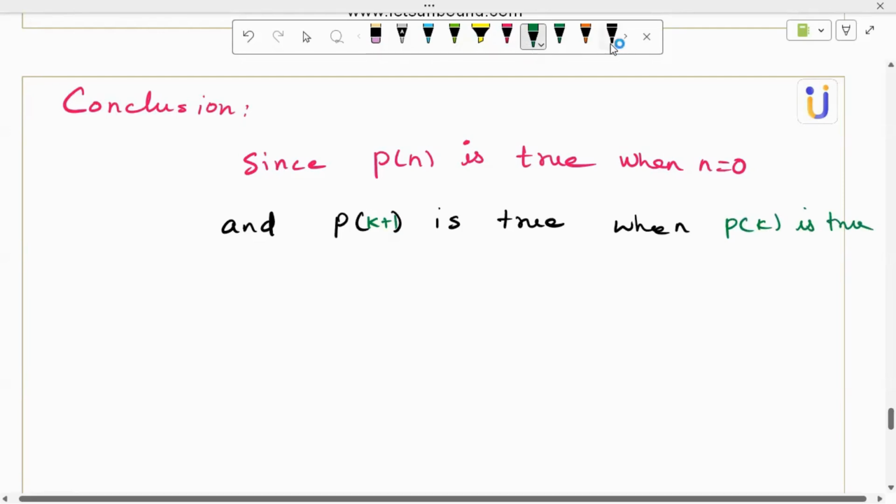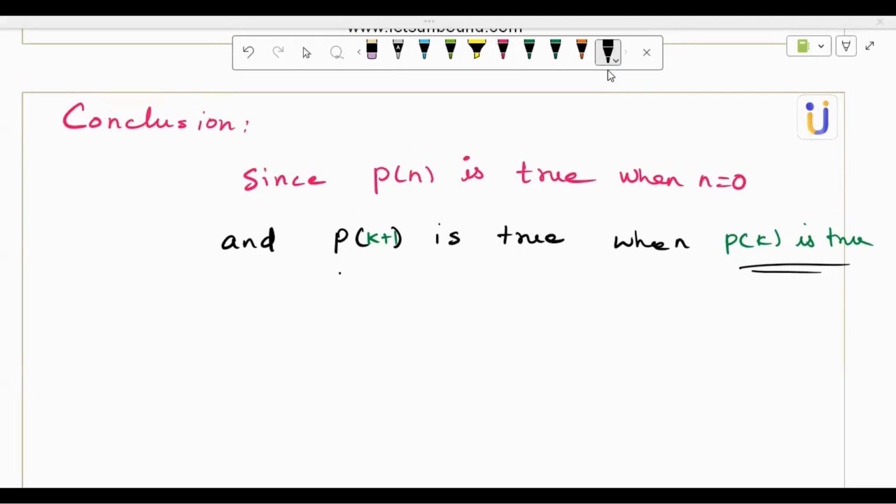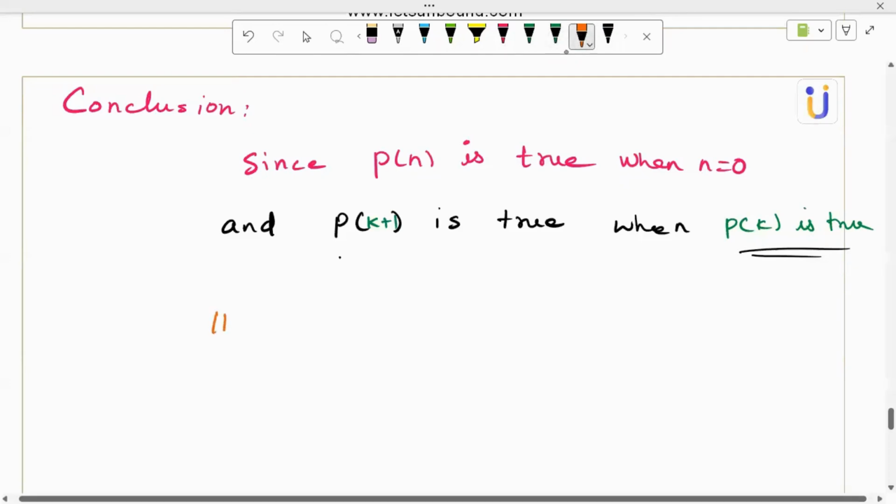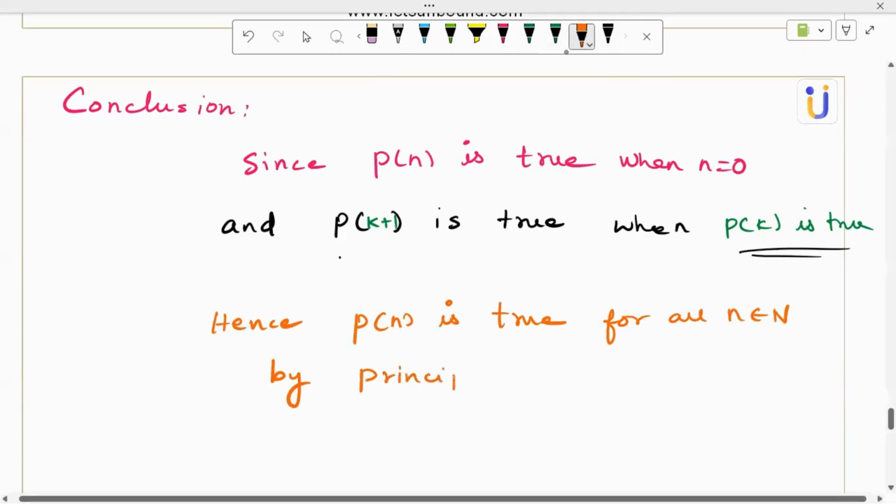Otherwise, it's very difficult to prove. So with the help, we can prove this. So whenever P of k is true, P of (k plus 1) is true. This is the process of mathematical induction. So we can imply, hence, P of n is true for all n belonging to N, by the principle of mathematical induction.